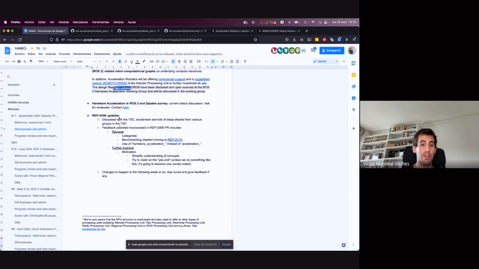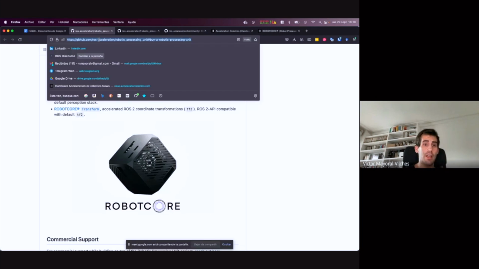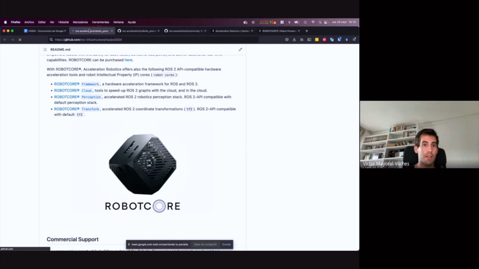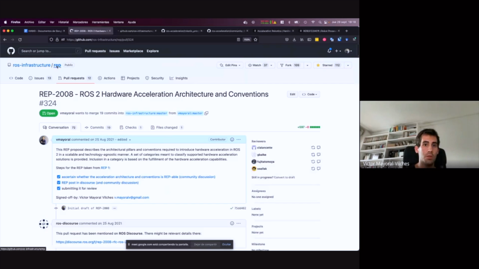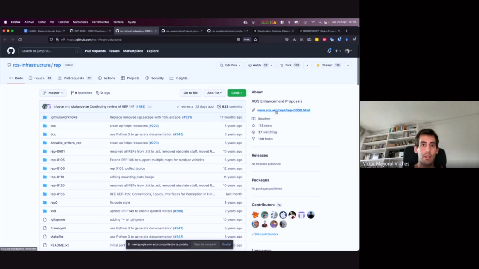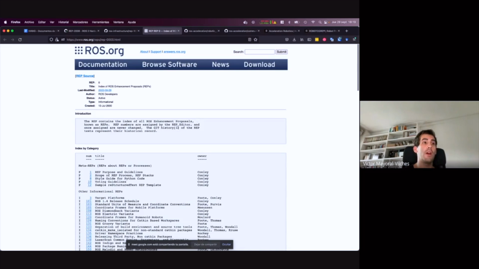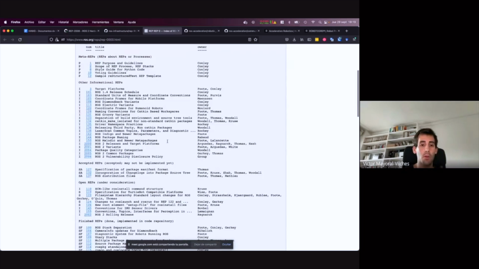I think we do have plenty of time today, so I'll give you a sneak peek about the REP 2008 updates. For those of you new to the working group, I should probably give you a bit of context about REPs, especially for those of you not that experienced in ROS. REPs, or ROS enhancement proposals, are essentially the way that the ROS community and ecosystem overall gets standardized. There's a bunch of standards that get written in this form.